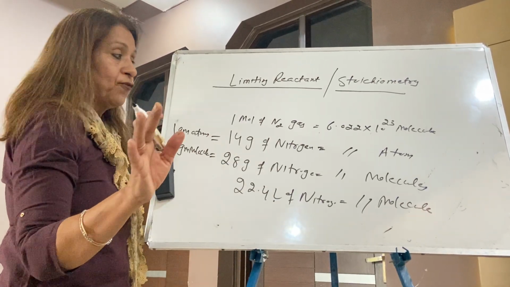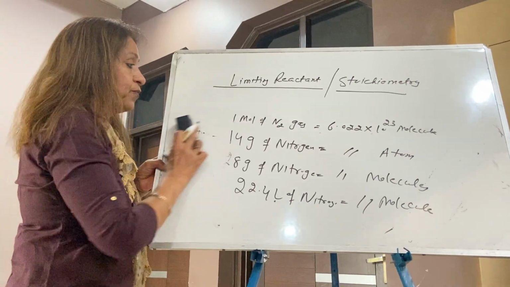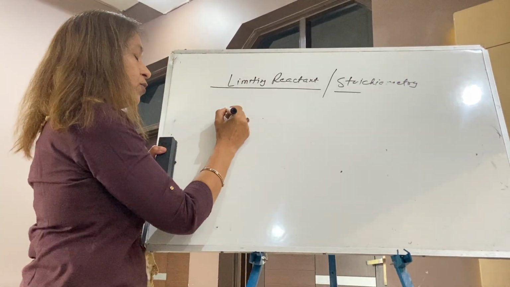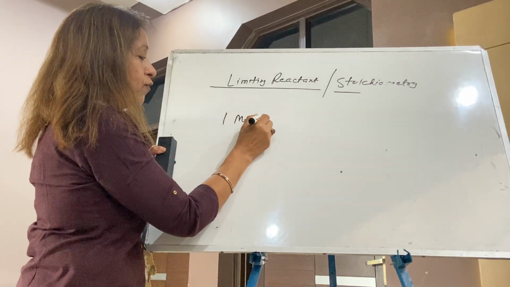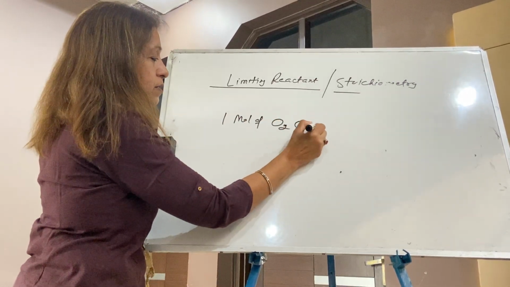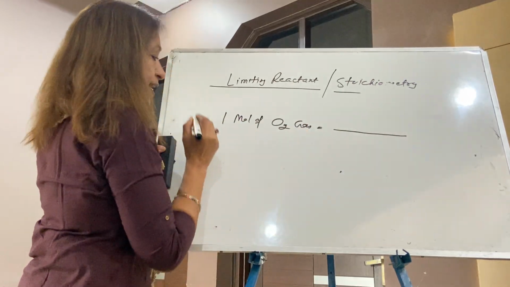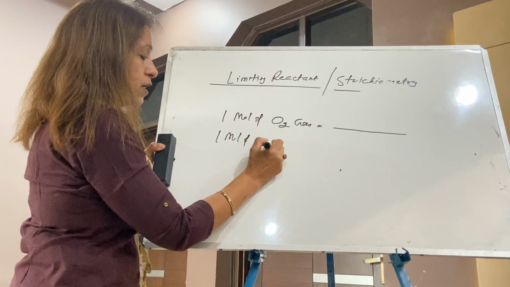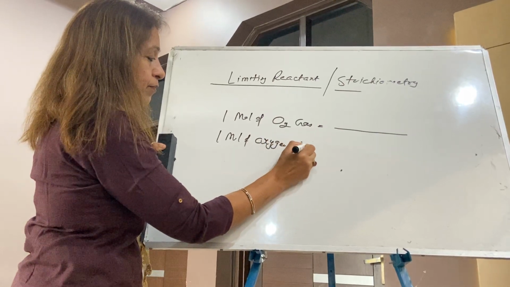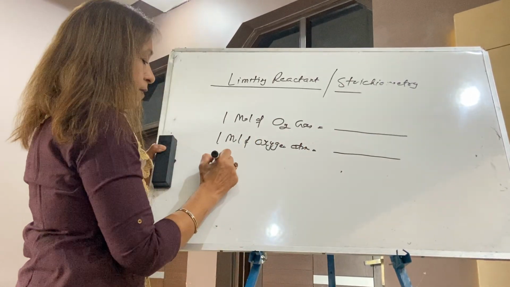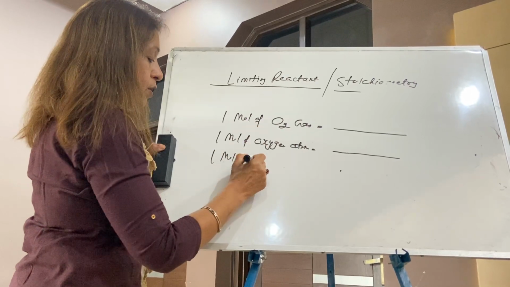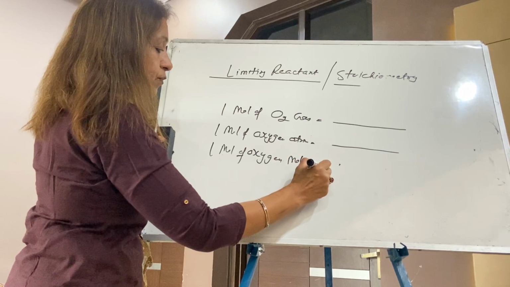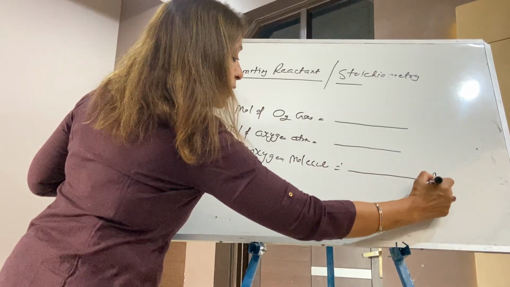So now I am giving you 4 blanks. Fill these blanks yourself. Write down: 1 mole of oxygen gas is equal to dash. 1 mole of oxygen atom is equal to dash. 1 mole of oxygen molecule is equal to dash atoms, I am asking now.